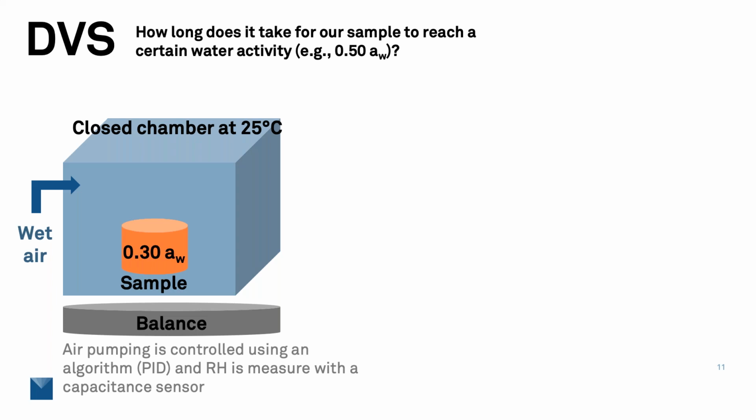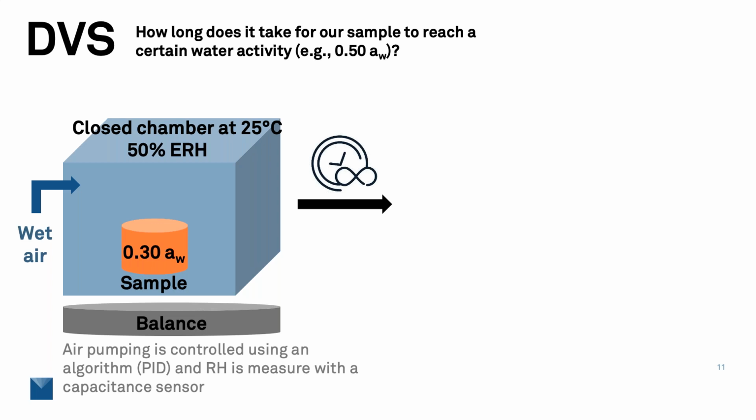And this is done by pumping air into the chamber, and this is controlled using an algorithm known as a PID, and then we're able to watch the relative humidity by using a capacitance sensor. So we're going to bring the relative humidity in this chamber to 50%.